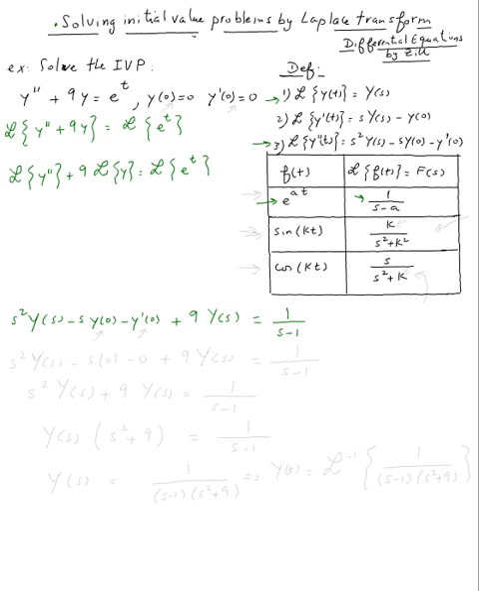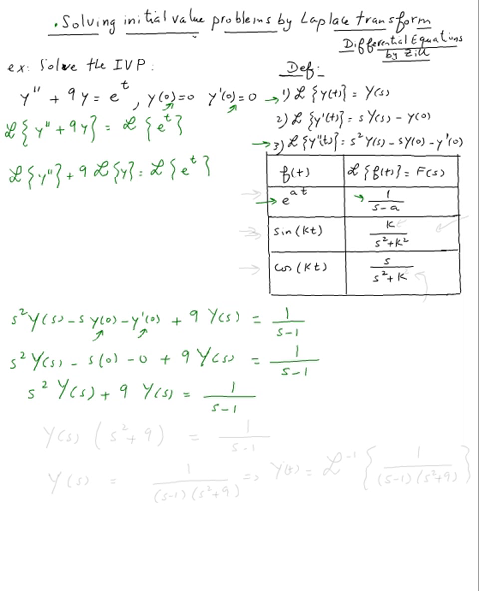Now, next thing, we always plug in y of 0 and y prime of 0, which are right here, the initial conditions. So s squared Y of s minus s times y of 0, which is 0, minus y prime of 0, which is 0, plus 9Y of s is equal to 1 over s minus 1. Now, cancel the zeros, and you'll have s squared Y of s plus 9Y of s equal to 1 over s minus 1.